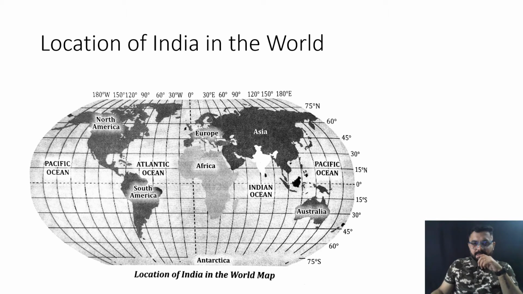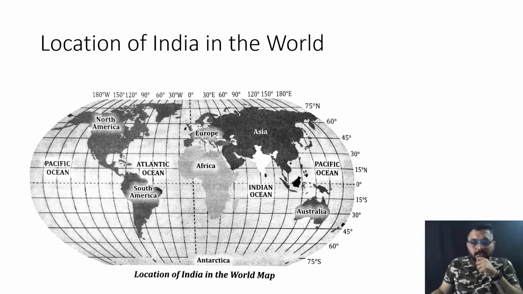As you can see, we can locate Asia here, Europe, Africa, South America, North America, Antarctica, and Australia. Along with these continents, you can also see different oceans here: Pacific Ocean, Indian Ocean, Atlantic Ocean, and Pacific Ocean here. You can see the same Pacific Ocean is on both the eastern side and on the western side. So it is the biggest ocean actually. That is the reason why you get to see it on both sides of the globe.